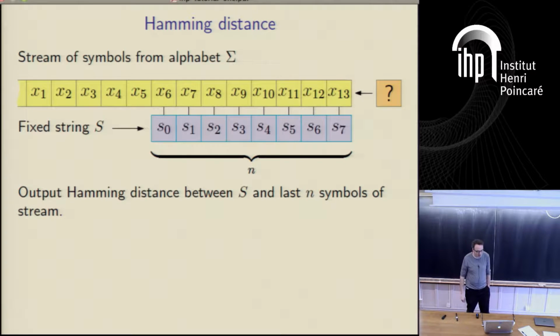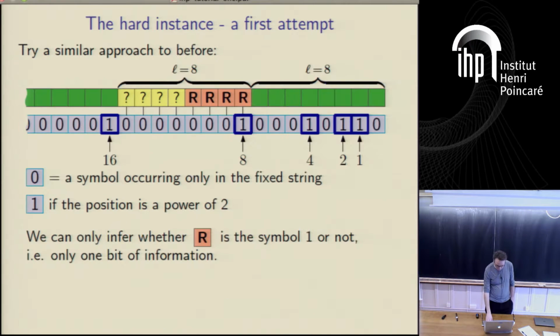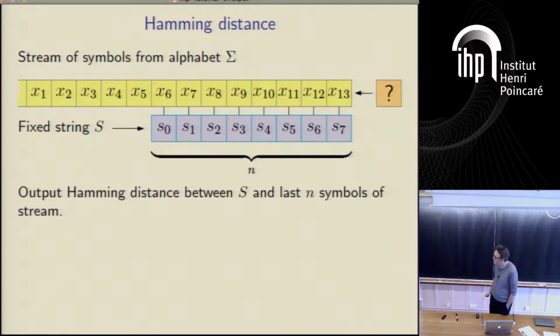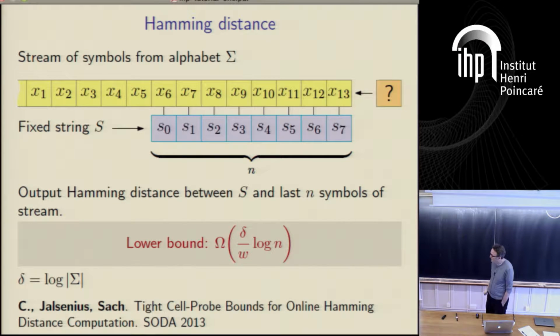So you remember again, we have some fixed string, call it a string now because we're computing Hamming distance, and every time a new symbol comes into the stream, we want to output the Hamming distance between our string s and the n-length suffix of our stream. And we're going to show the same lower bound we had before, delta over w times log n. Delta is the number of bits needed to represent a symbol, w is the word size, and n is the length of our string. So it's the same lower bound, same upper bound applies by the same reduction we had before, so it's going to be tight again.